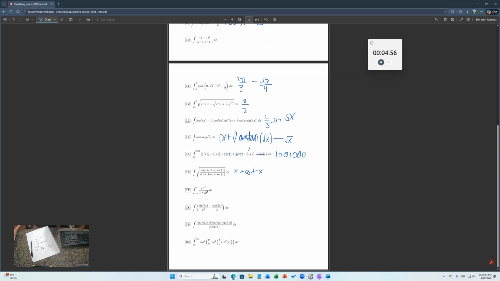Okay, this one, how do you deal with this? Oh wait, you just use King's rule, you just use x equals negative x. Then it becomes 0 to infinity of e to the negative x squared, and that's just square root pi over 2.